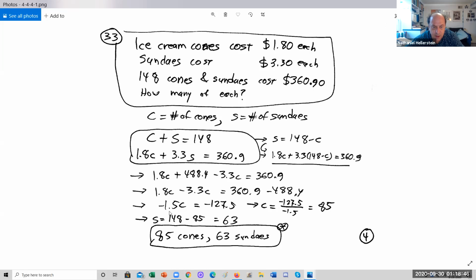Combining everything on the left, you get negative 1.5 C. On the right, you get negative 127.5. To isolate C, divide both sides by negative 1.5, to get C equals negative 127.5 over negative 1.5, which is 85. S is 148 minus C, so that would be 148 minus 85, which is 63. So therefore, 85 cones and 63 sundaes.